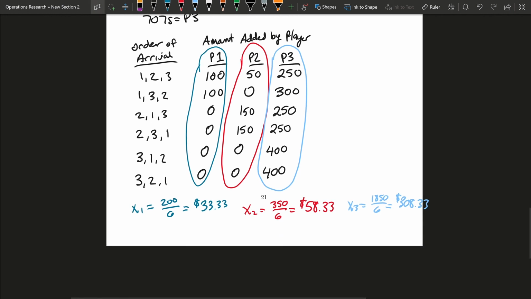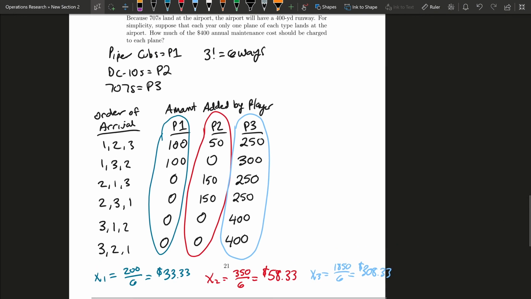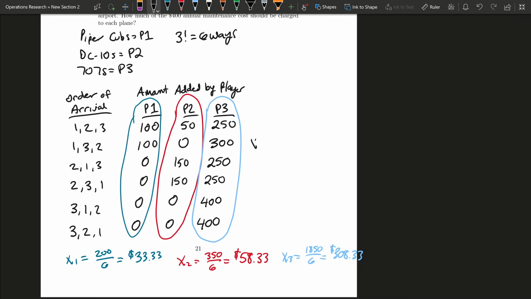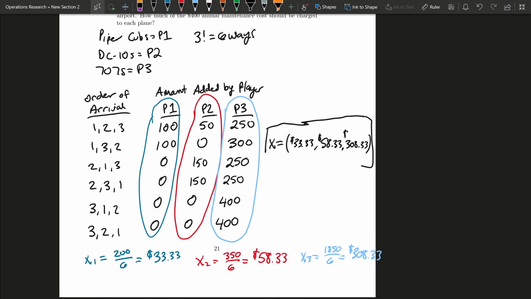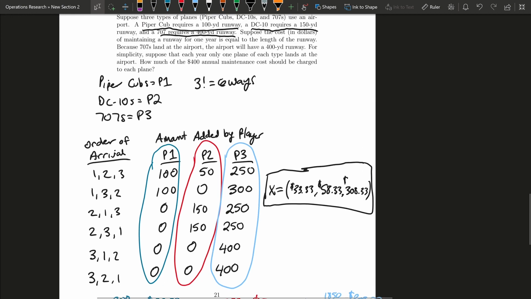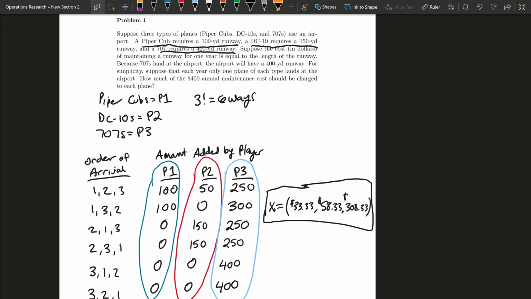So again, to conclude, I'll write it over here on the side, x equals 33.33 for player 1, 58.33 for player 2, and 308.33 for player 3. This is going to be the Shapley value, or in general, what each of these players should be paying in order to get that full runway paid for so that everyone can use it.